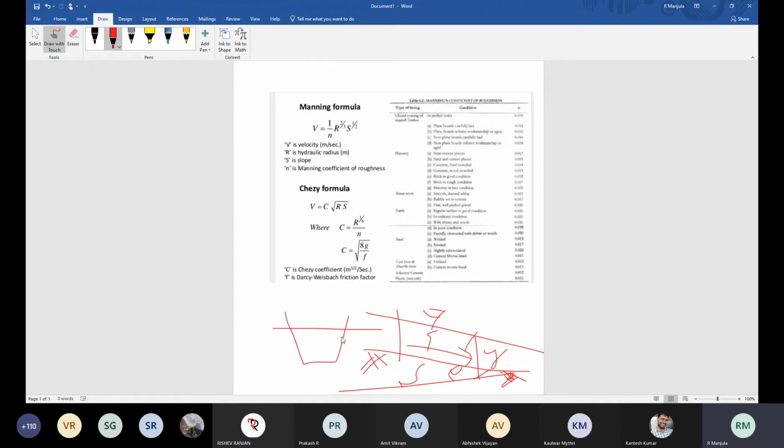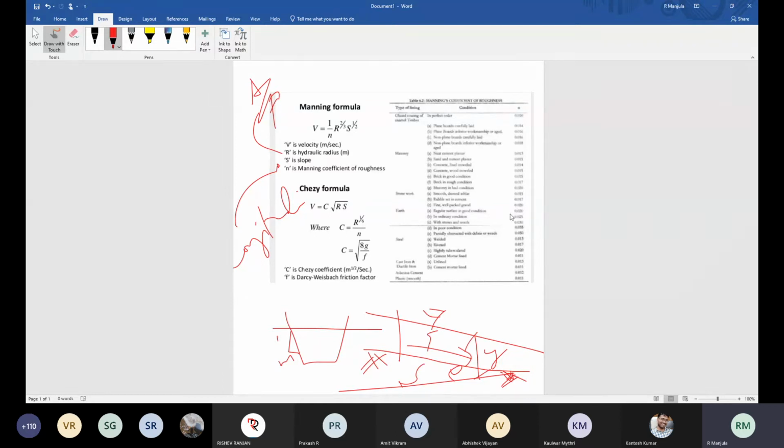The channel slope is different from the channel side slope. This S is going to be your longitudinal slope, whereas what we talked about in the previous section, one vertical to M horizontal, is the side slope. And R is the hydraulic mean radius. As you know, R is equal to A by P, where A is the area, P is the wetted perimeter, and N is the Manning's roughness coefficient.